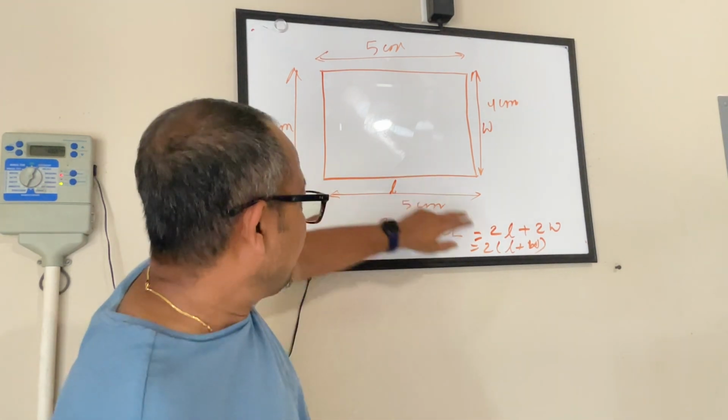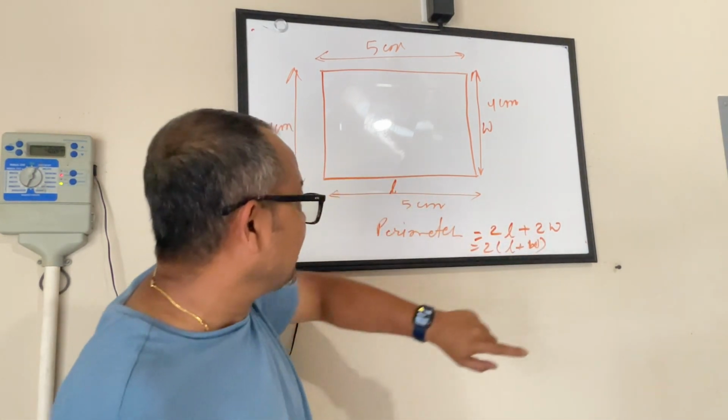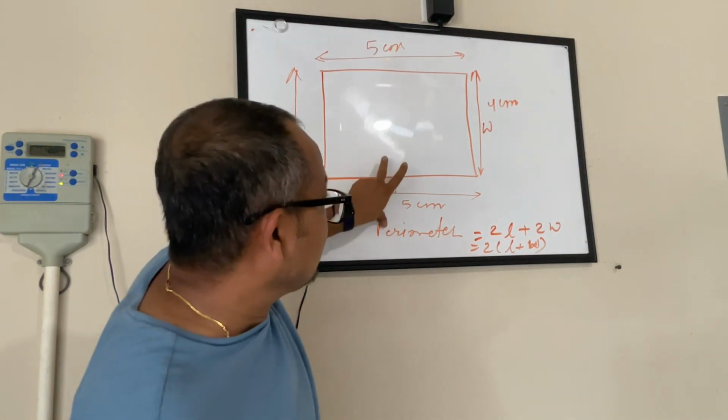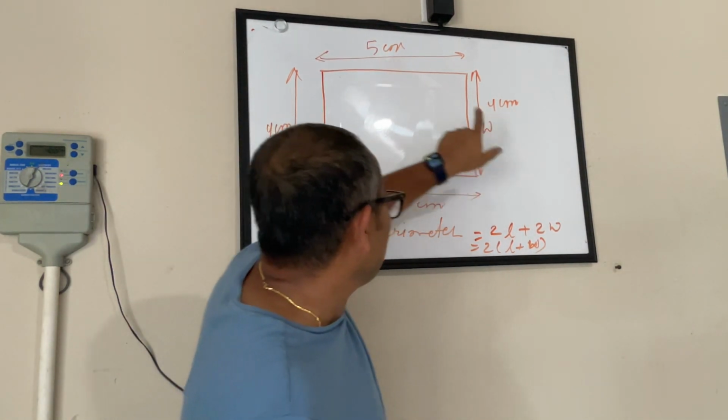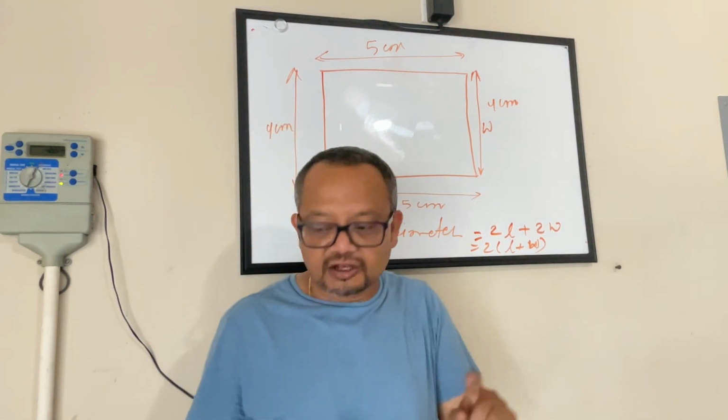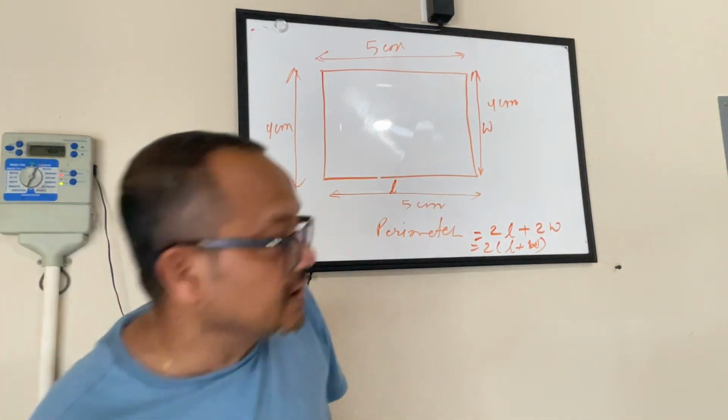If you don't remember this formula, then it's perfectly fine. You will just say, okay, this length plus this length, same, 2 times of this, plus this width plus this width, meaning 2 times of this. That's how you get the perimeter of a rectangle.